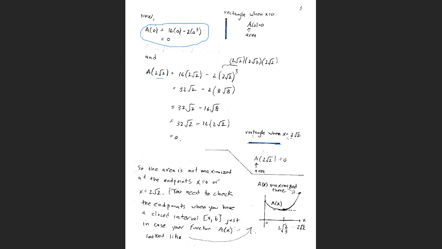Let me just write that in. So clearly then, the area is not maximized at either of the endpoints x equals 0 or x equals 2 root 2. Let me give you a moment to copy this down, and then I'll talk a little bit. I want to make sure I'm pacing myself well, and we'll talk about the little picture here.